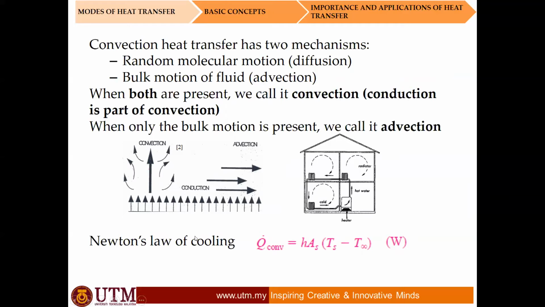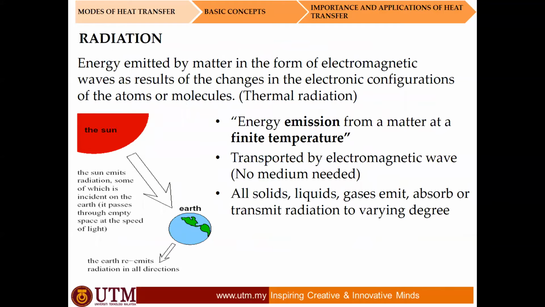Heat transfer by convection is governed by Newton's law of cooling. This is the equation for convection, in which h is the heat transfer coefficient, basically how strong the flow is. T surface is the surface temperature of the material for which we want to calculate the heat transfer, and T ambient is the ambient temperature next to the material.